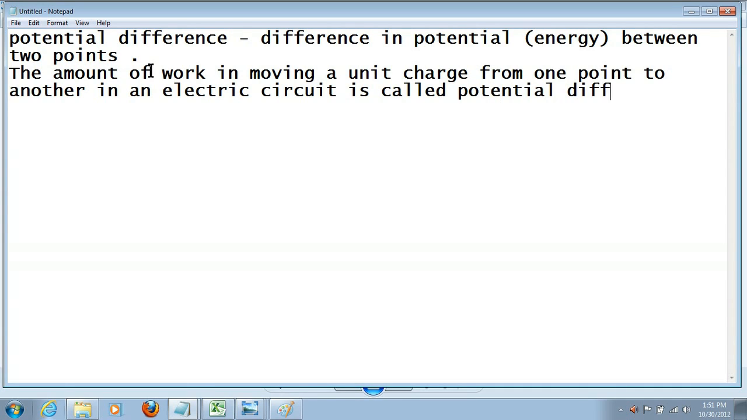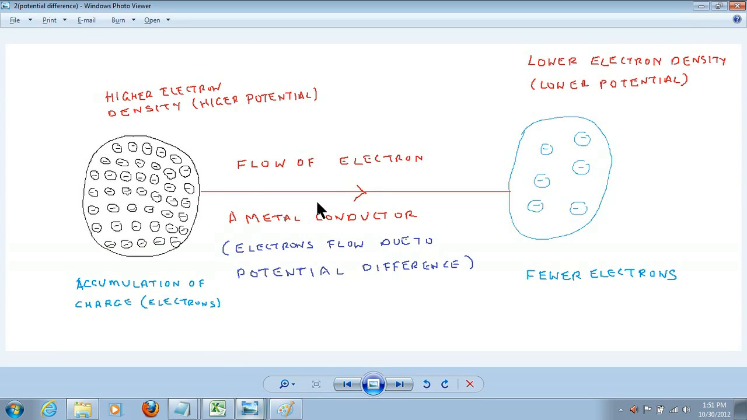So potential difference is the amount of work in moving a unit charge from one point to another in an electric circuit. Just compare this again with the diagram. I have negative charge on the left hand side, and I am moving it to the right hand side. So work will be done while moving these electrons. That is what potential difference is. We'll explain this later in the next tutorial.